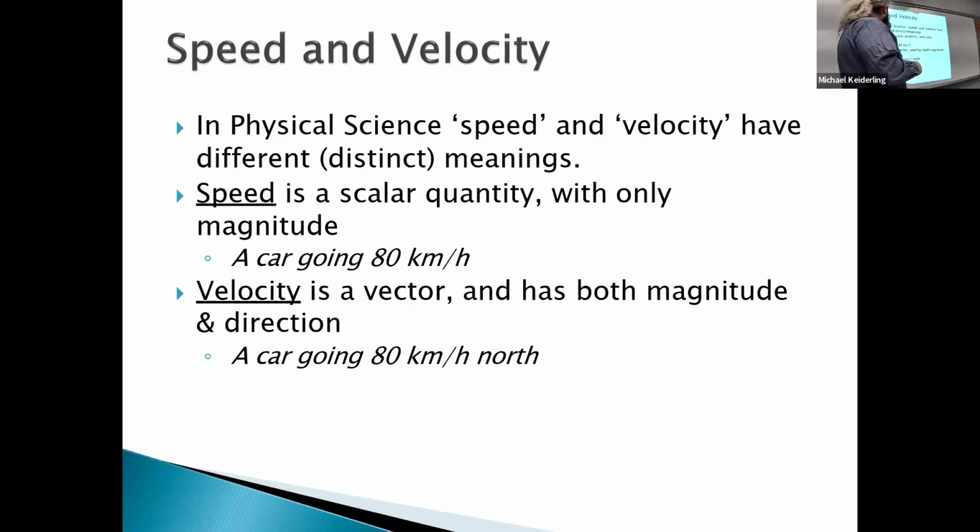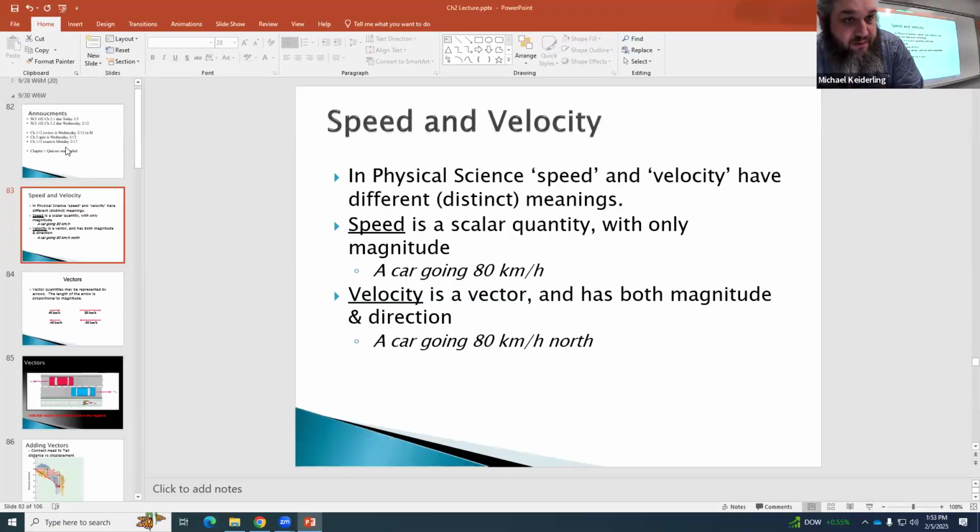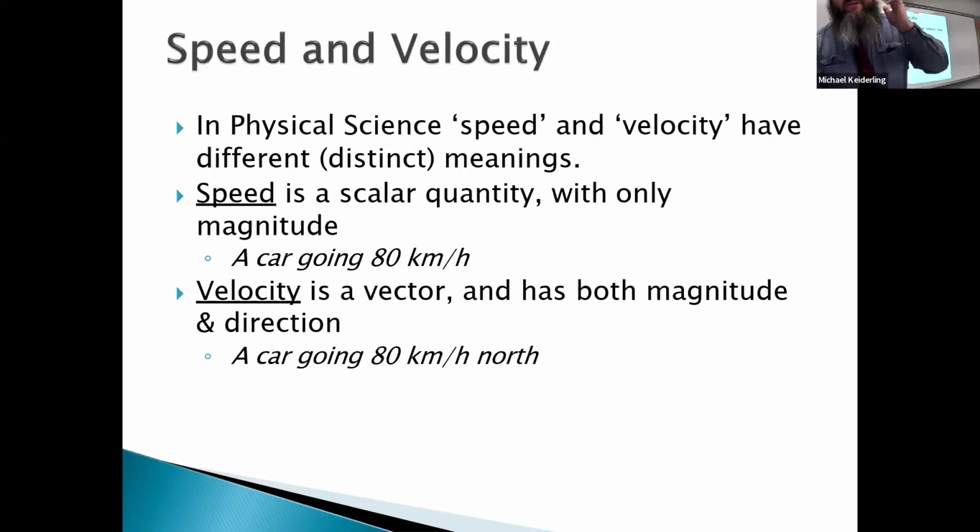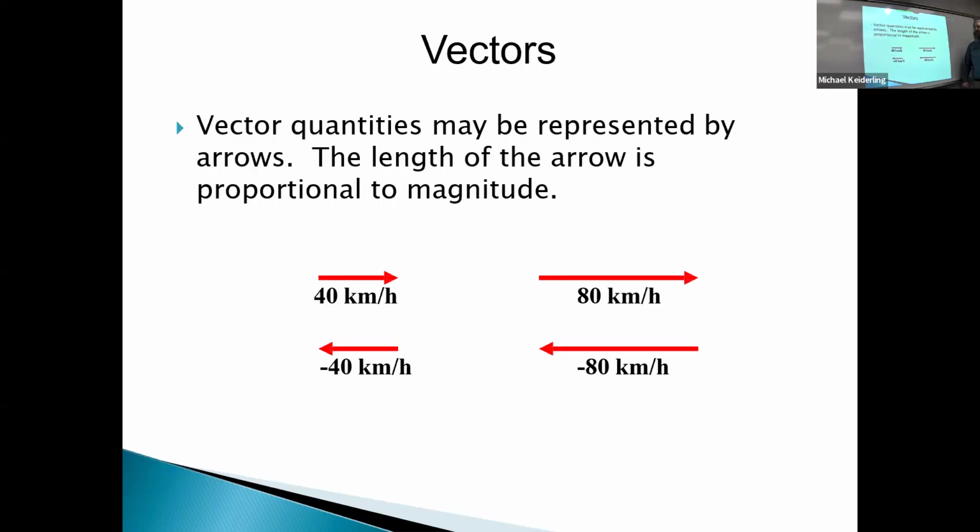So, finishing off the chapter, just to make sure I'm in the right place. Yes. Finishing off the last bits of stuff we have for chapter 2. Quick reminder, speed and velocity have different distinct meanings. Speed is a scalar quantity that only has a magnitude, like a car going at 80 kilometers per hour, while velocity is a vector. It has both a magnitude and a direction. A car going 80 kilometers per hour north.